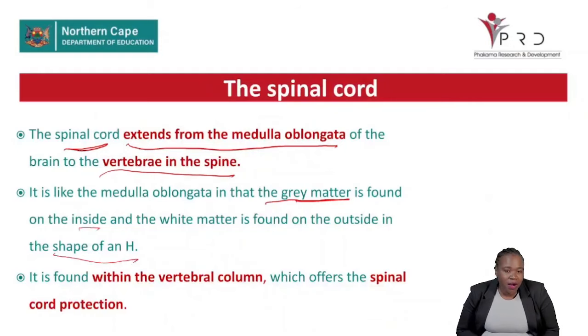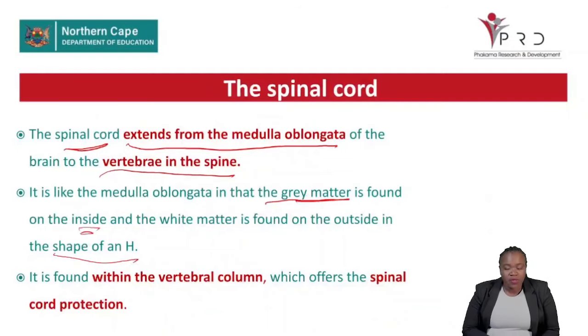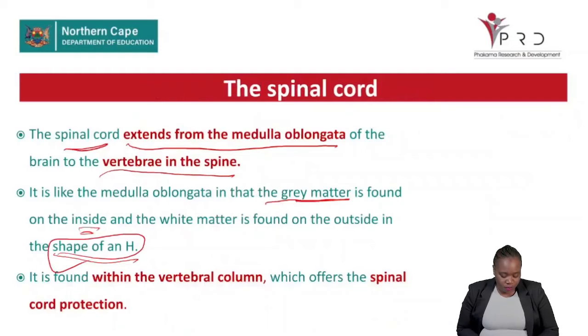So remember, the cerebrum and the cerebellum have the white matter on the inside and the gray matter on the outside. In the spinal cord, the gray matter is on the inside and the white matter is on the outside, and it forms that H shape, right? And it is found in the vertebral column of the body, which offers a whole lot of protection for the spinal cord.